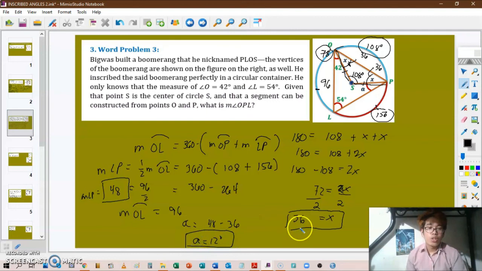And there you go. So you have X is equal to 36, A is equal to 12, and the measurement of angle P or angle OPL is 48 degrees. And that's our third problem for Inscribed.